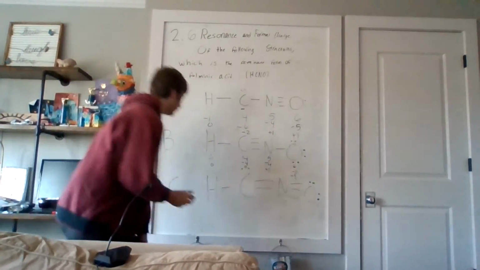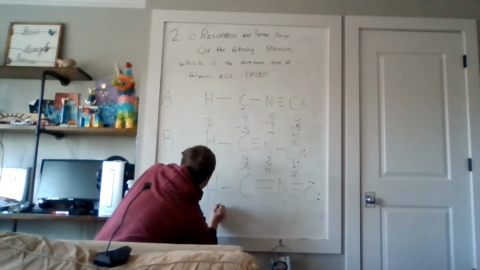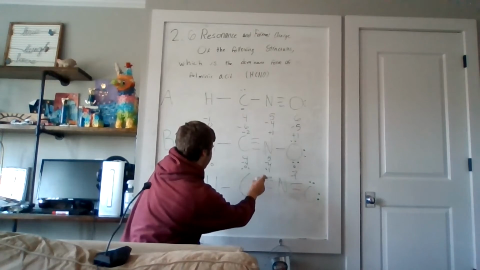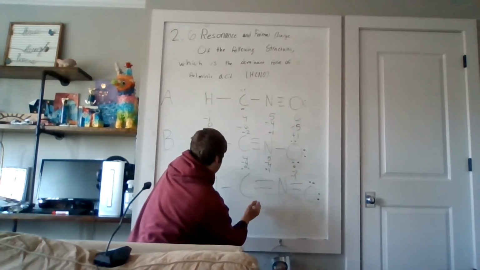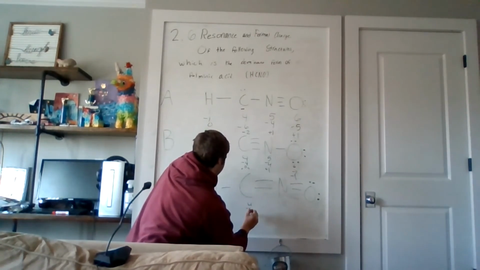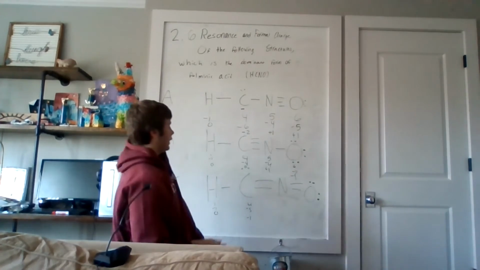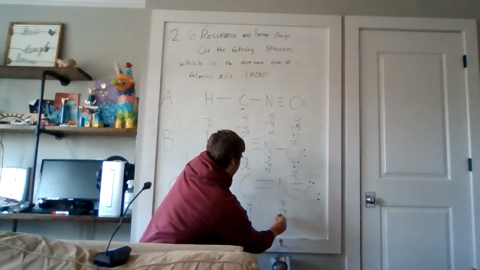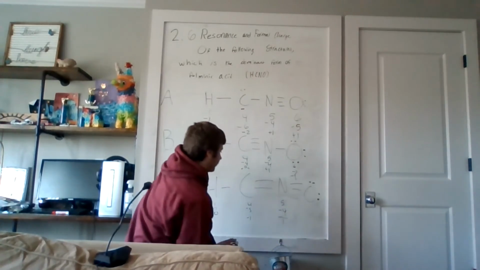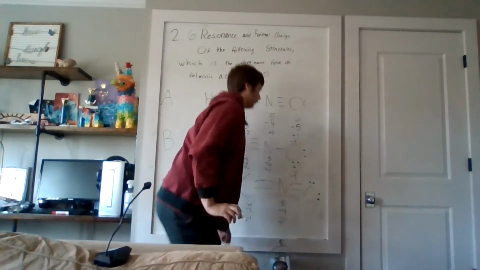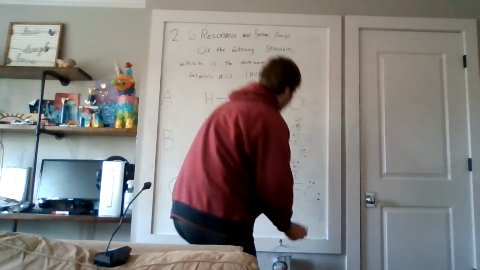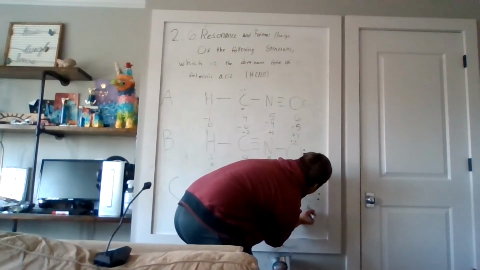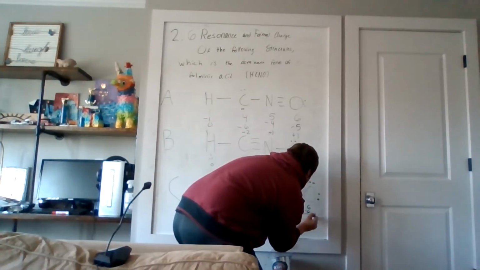For the bottom one, again, hydrogen has 1 and we subtract 1 for the bond. Carbon has 1, 2, 3, 4, 5. So we have 4 and we subtract 5 and we get -1. Nitrogen is 5 and we subtract 4 for the 4 bonds and we get +1. And oxygen has 6 and it has 4 electrons, 2 bonds, so we subtract 6, and we get 0.